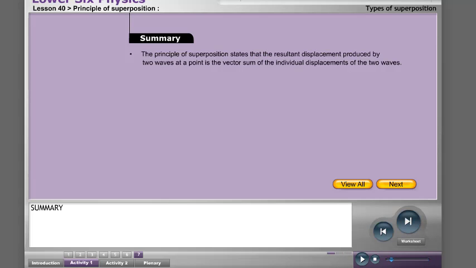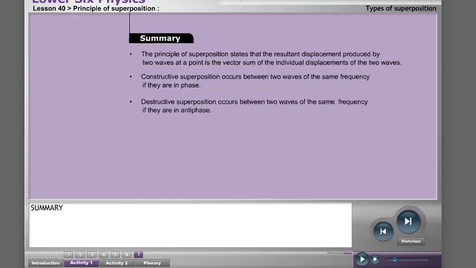Summary: the principle of superposition states that the resultant displacement produced by two waves at a point is the vector sum of the individual displacements of the two waves. Constructive superposition occurs between two waves of the same frequency if they are in phase. Destructive superposition occurs between two waves of the same frequency if they are in antiphase.